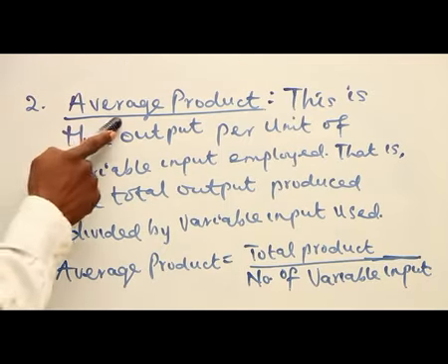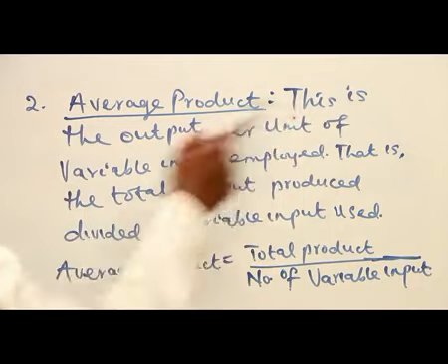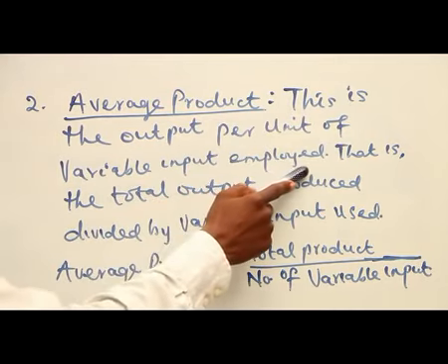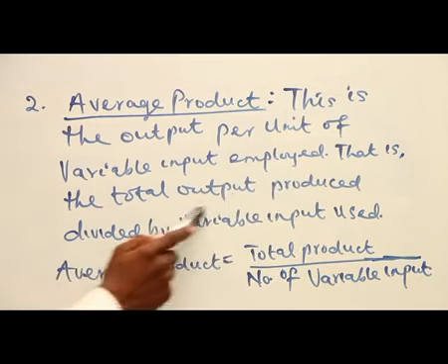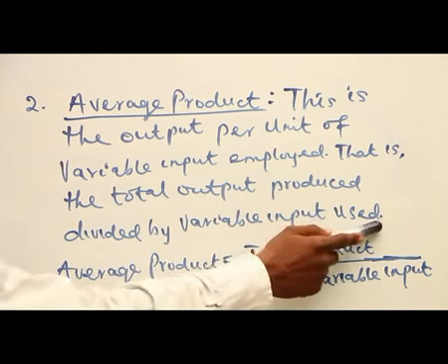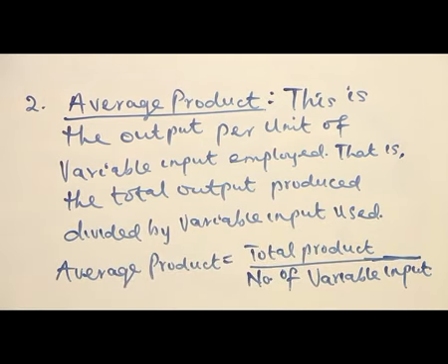Number two, average product. This is the output per unit of variable input employed. That is, the total output produced divided by the variable input used. Mathematically, average product equals total product divided by the number of variable inputs. And when we're talking about variable input, the variable input can be labor or capital. But when we are talking about fixed input, mostly we have it as land.